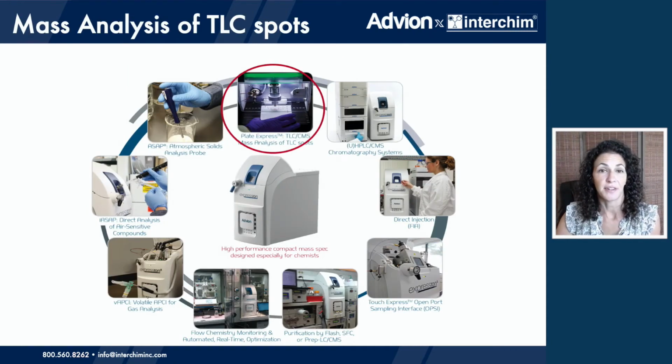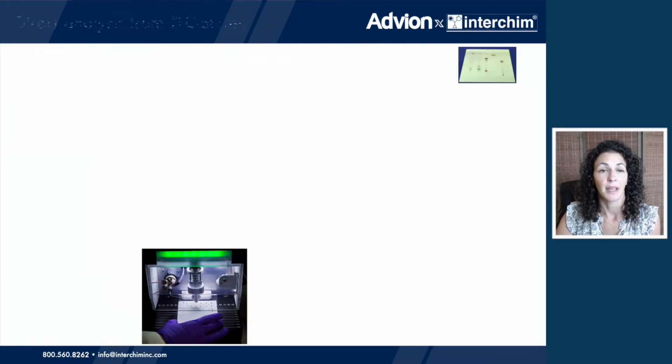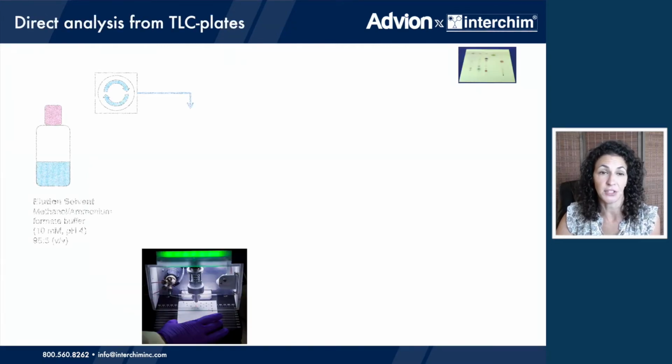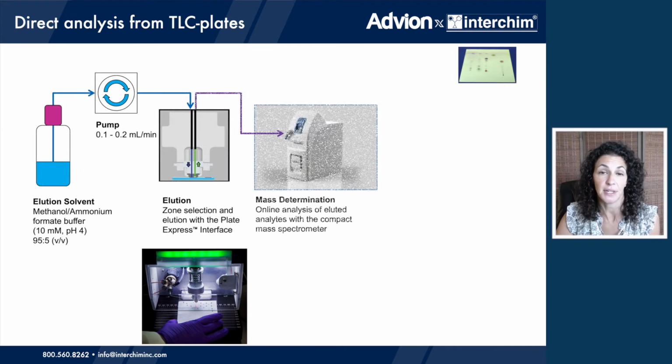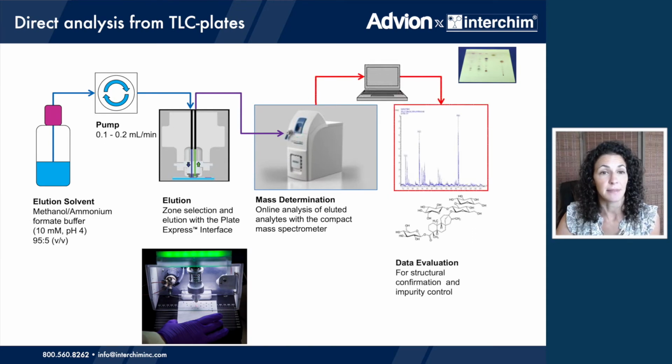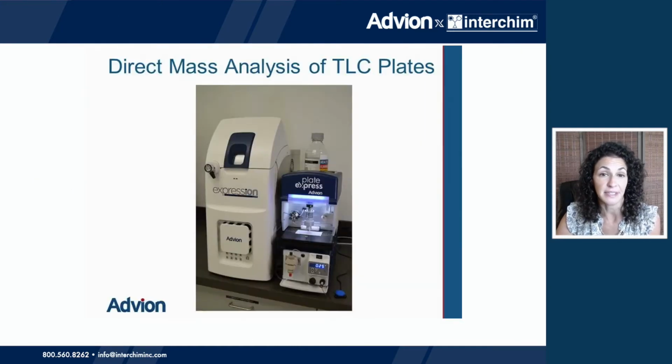The next technique for reaction monitoring is with the Plate Express TLC plate reader. Here we show a technique to obtain masses directly from a TLC plate in 30 seconds. The mechanism of action is liquid extraction. The TLC plate is inserted into the plate reader. The head lowers and makes contact with the TLC spot, and the solvent extracts the spot and elutes it directly into the mass spectrometer. This is how compact it really is. It is straightforward and easy to use. Here's a quick video to show you how it works.